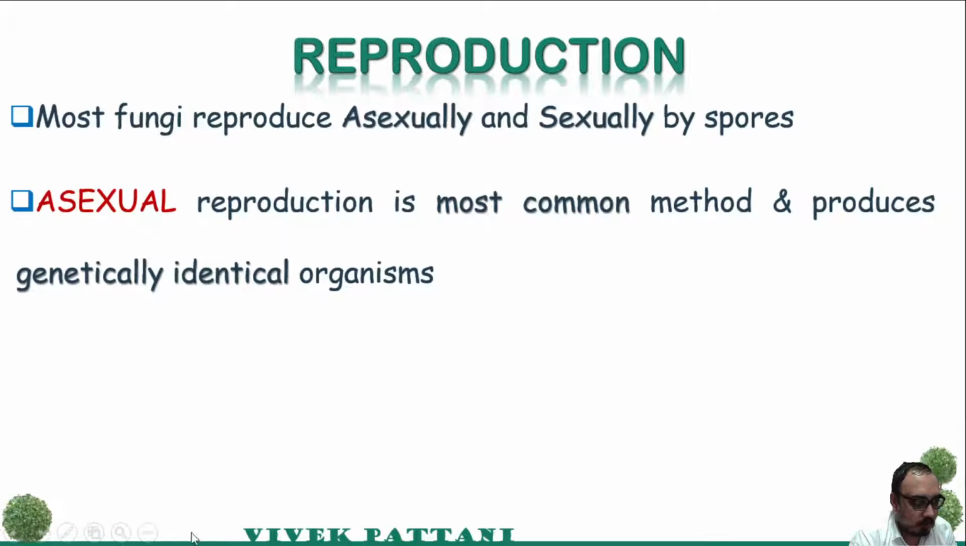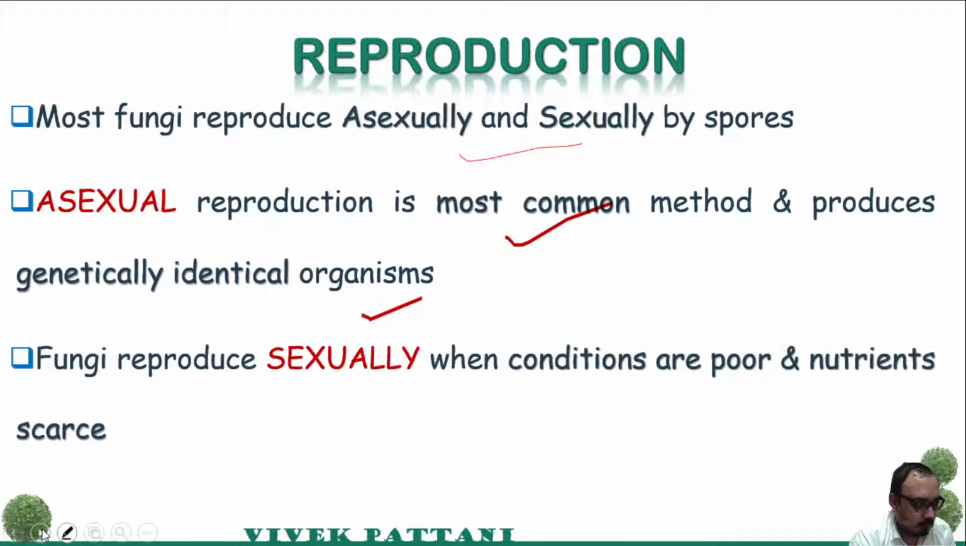Most fungi reproduce asexually or sexually by spores. Asexual reproduction is the most common method and produces identical organisms. And fungi reproduce sexually when the conditions are poor and nutrients are scarce.